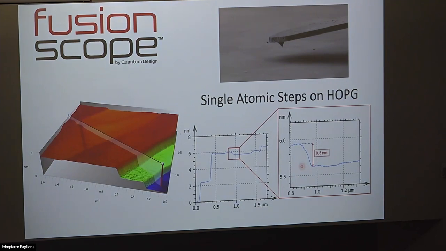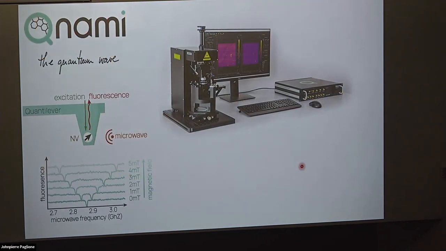And then I'll finish up on a product that's actually not a Quantum Design product, but Quantum Design distributes products for other folks. We have a partnership with a company in Europe called QNAMI. So this is somewhat related to scanning probe microscopy. It's a scanning NV center microscope. So it looks a lot like an AFM. We've got a cantilever. They call it a quantilever. And it's got a diamond tip with a single nitrogen vacancy in it.